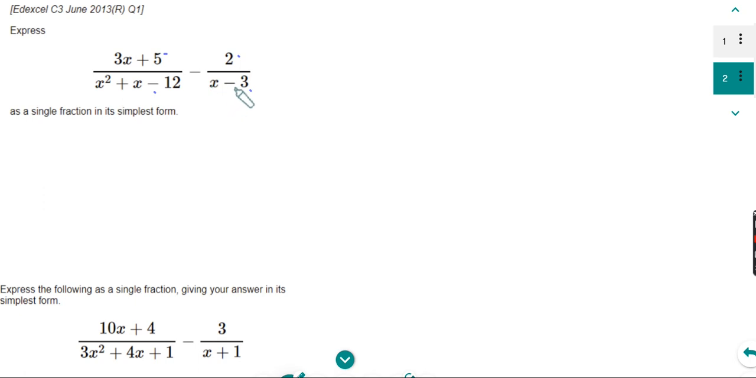And what's one of the factors probably going to be? x minus 3, I would guess. That works with the x squareds. Minus 3, what would you have to multiply it by? x plus 4. Okay, yeah, that one will work. So let's do 3x plus 5 over, and let's factorize, and let's say x plus 4, x minus 3, whoops, x minus 3, take away 2 over x minus 3.